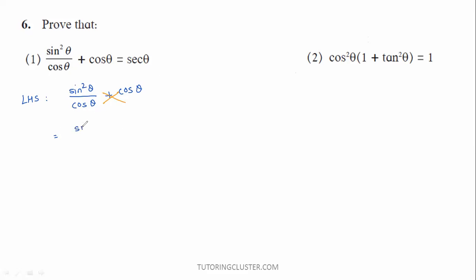So sin square theta plus cos square theta into 1 plus cos theta into cos theta, cos square theta upon cos theta. What is sin square theta plus cos square theta? 1 upon cos theta. What is 1 upon cos theta? Sec theta, which is nothing but RHS. Okay, easy. Now, next.